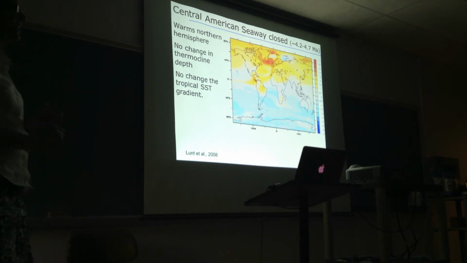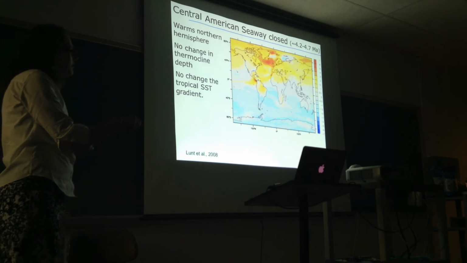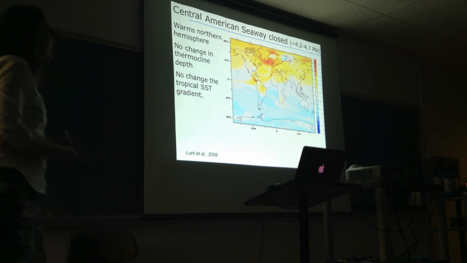But you don't really see a change in the thermocline depth. You see a little bit of a change in the East Pacific, but you don't see a change in the tropical sea surface temperature gradient. So this only explains a little bit of the meridional temperature gradient. So that's not the holy grail.